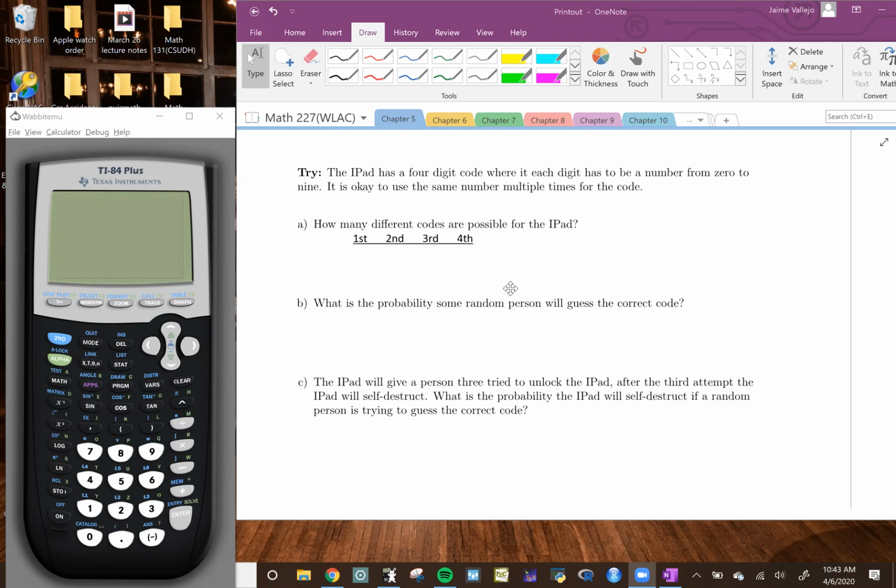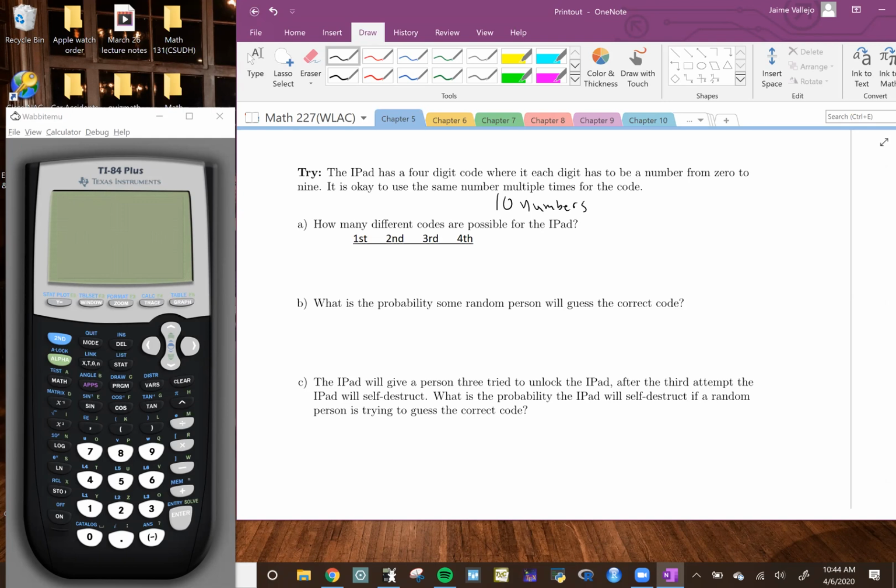All right, so let's go over this one. If you look at the problem, it says the iPad has a 4-digit code where each digit has to be a number from 0 to 9. It is okay to use the same number multiple times for the code. So for this one, how many numbers do I have to choose from? 10. Cool. And the reason we have 10 numbers is that from 0 to 9, there are 10 numbers including the 0.